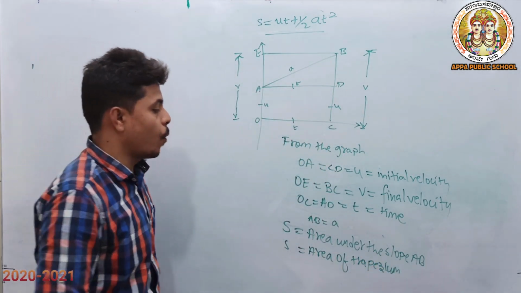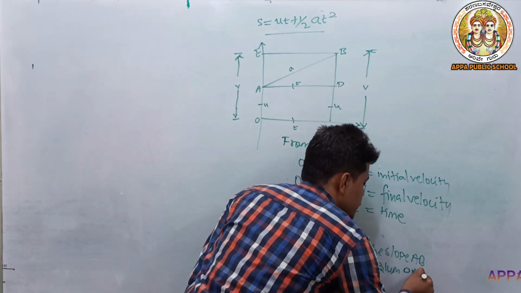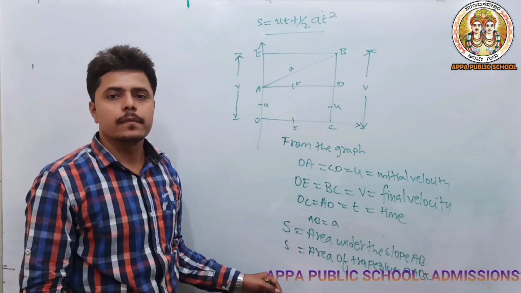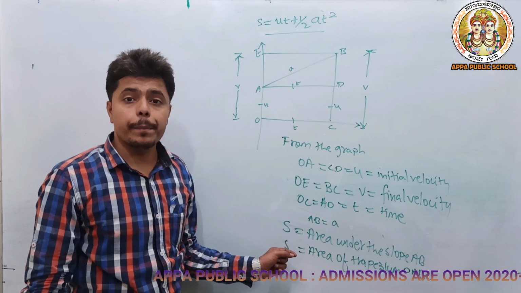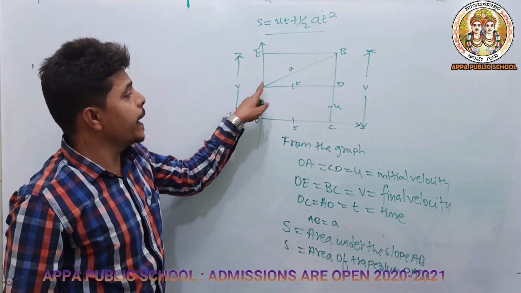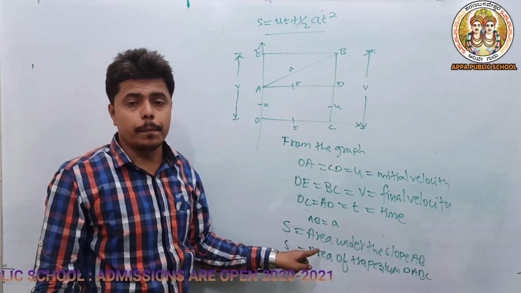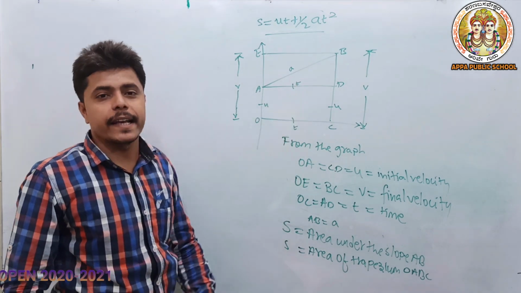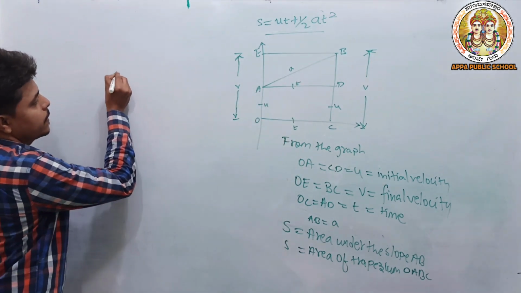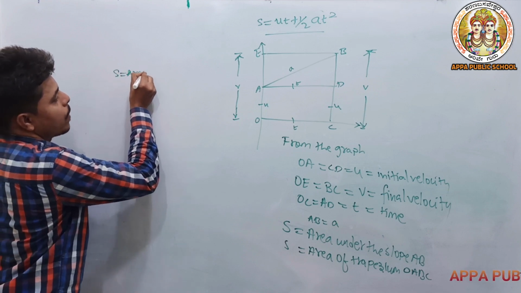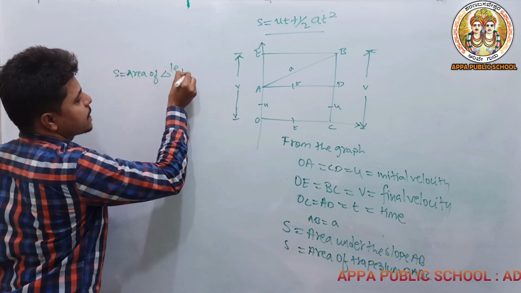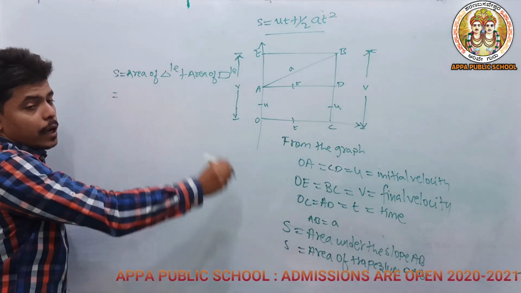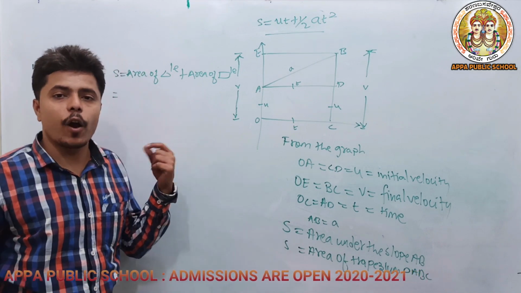Area of trapezium OABC. Now S is equal to the area of trapezium OABC, and OABC is nothing but a trapezium. We know that in this area you can see one triangle and one rectangle. So I am going to write S is equal to area of triangle plus area of rectangle.